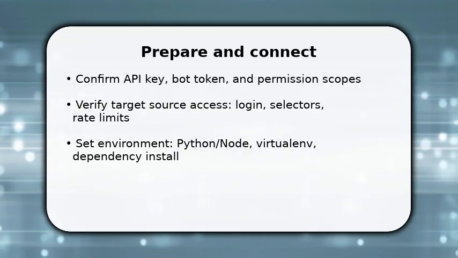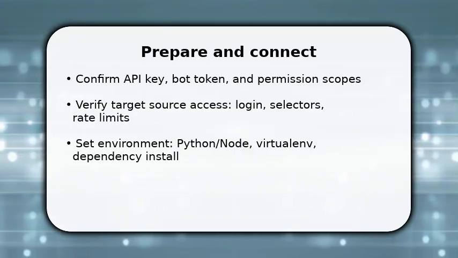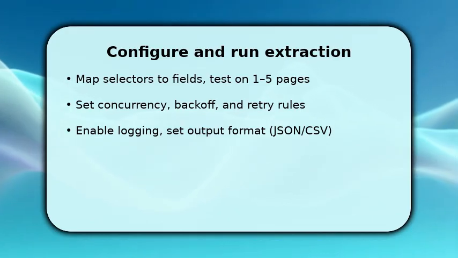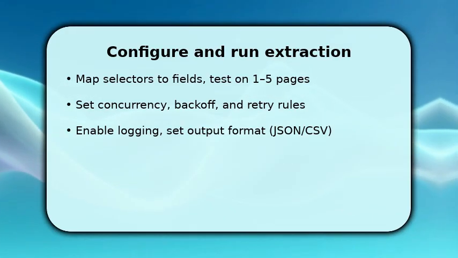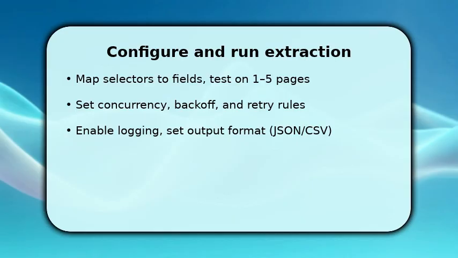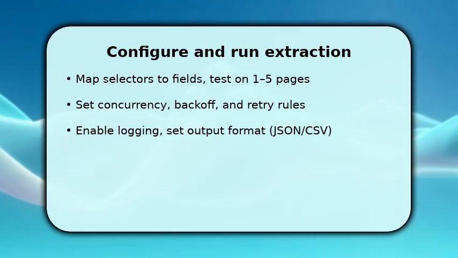You now configure the extractor. Map CSS/XPath selectors to the exact fields you need and test extraction on a small sample of pages to validate structure. Next, tune concurrency, request throttling, and exponential backoff so you balance speed and reliability. Too many threads cause bans, too few waste time.